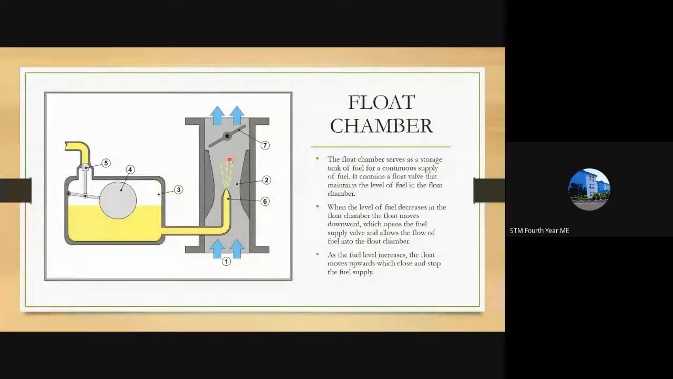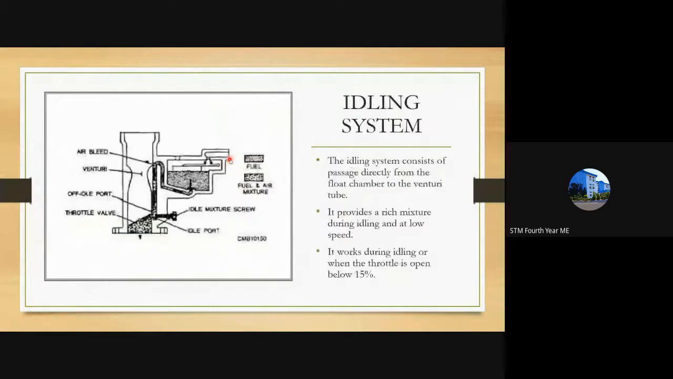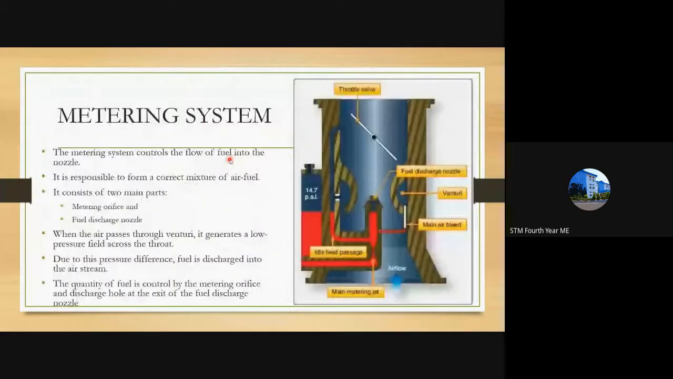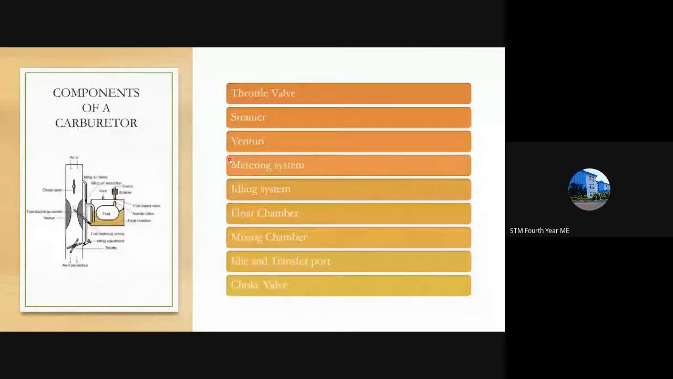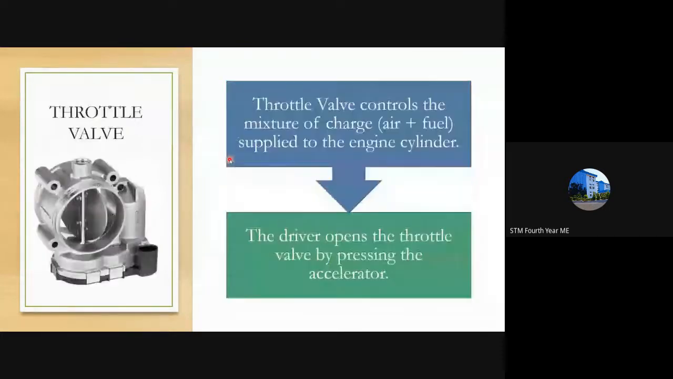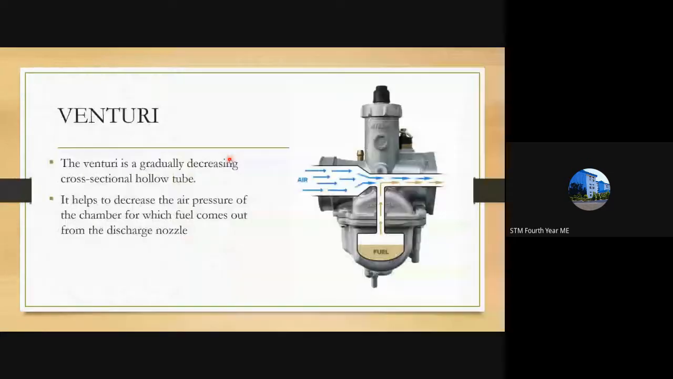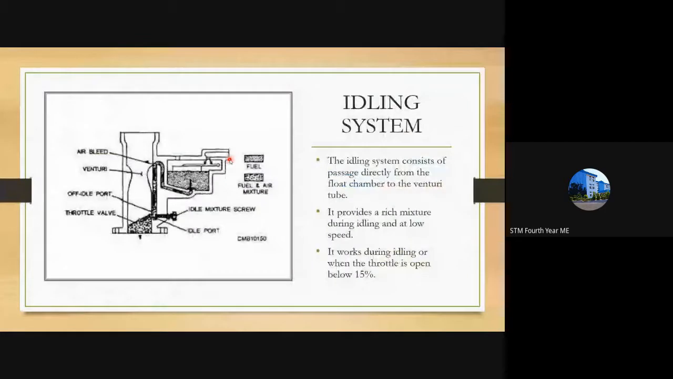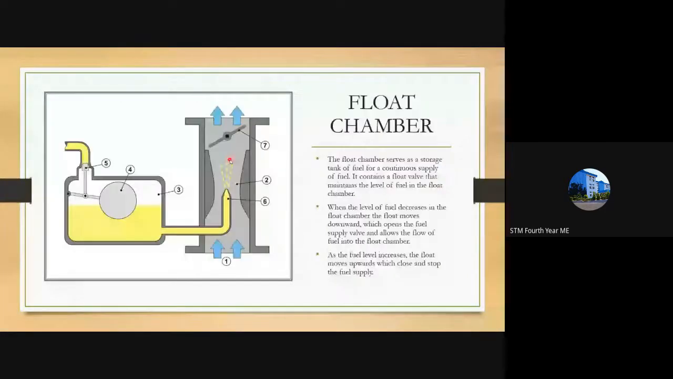Okay, in the last class, we studied about various components of the carburetor. What is a carburetor and its components? And we're discussing the components itself. We had studied up to the metering system, idling system, and then the float chamber. Till the float chamber I took yesterday.